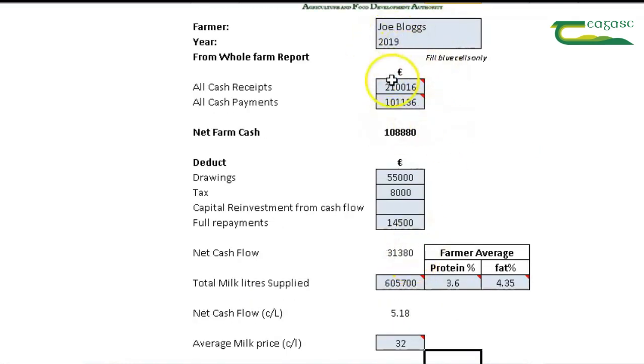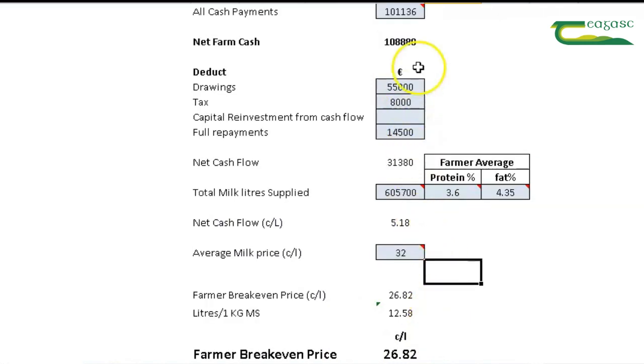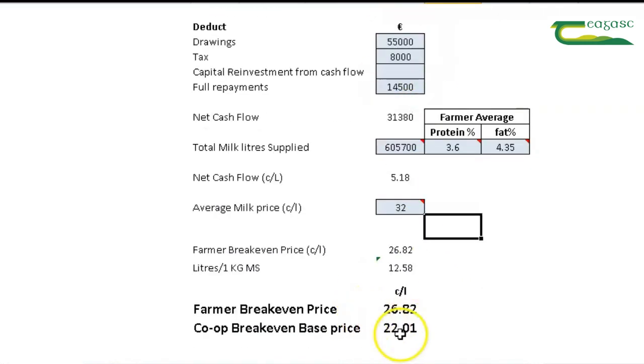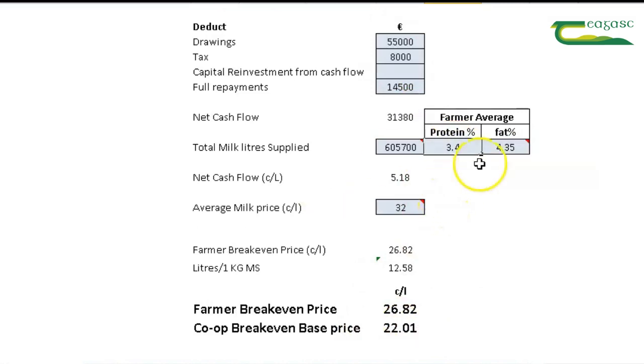So for every farm, we just have to fill in the blue boxes, and we'll derive the co-op break-even point for that farm. Anything that changes in the blue will affect your co-op break-even. For example, if we drop the protein and drop the fat, this increases his co-op break-even as his milk is not worth as much, and it brings it closer to the farmer and the co-op break-even.